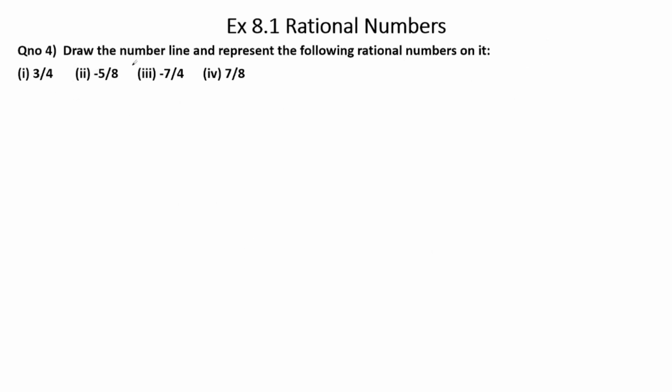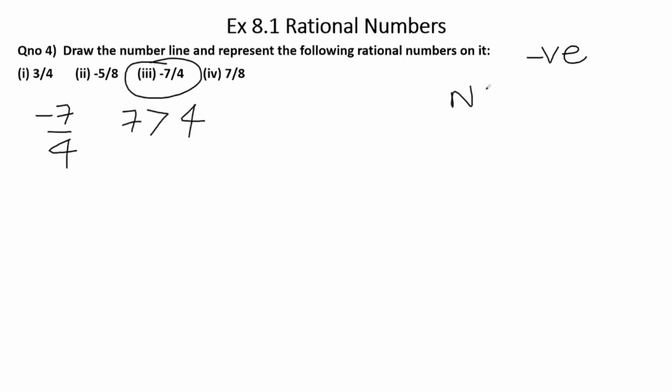So let us solve the third one, minus 7 by 4. Minus 7 by 4 is a negative rational number, right? Ignore the minus sign. Now 7 is greater than 4. 7 is the numerator, and the numerator is greater than the denominator, which is 4. When the numerator is greater than the denominator, in the case of a negative rational number, the value will be less than minus 1.